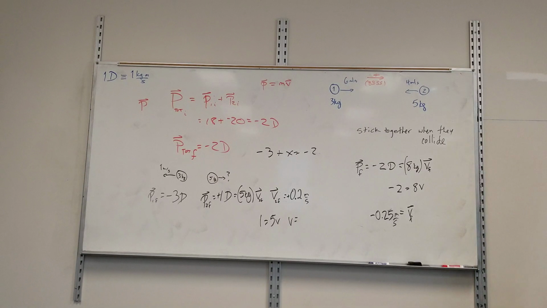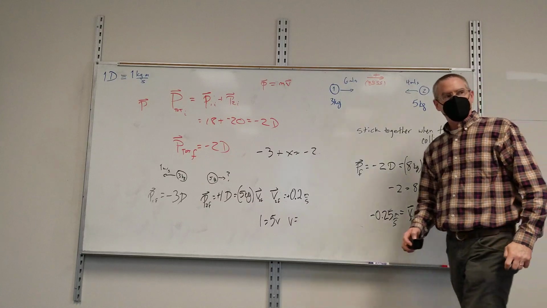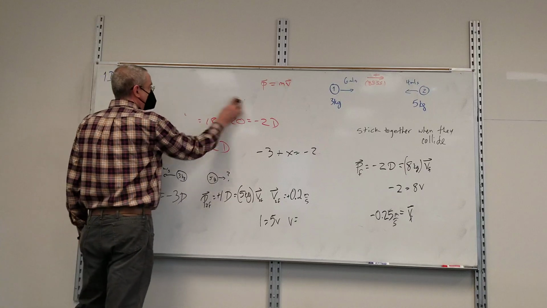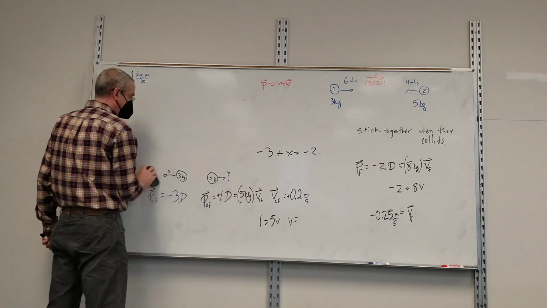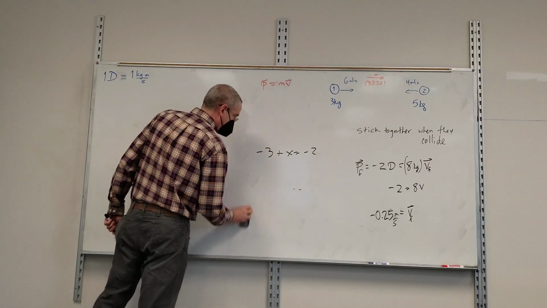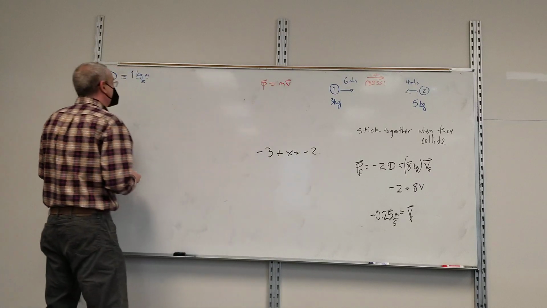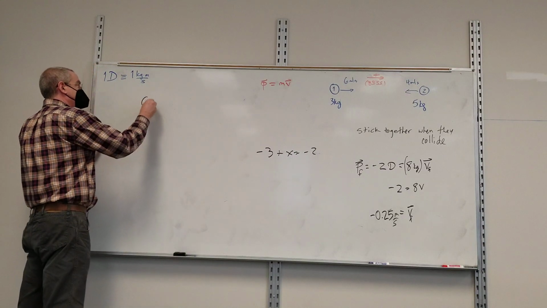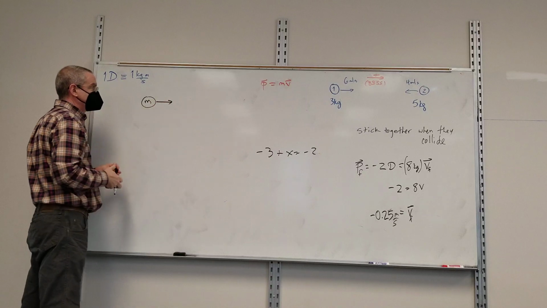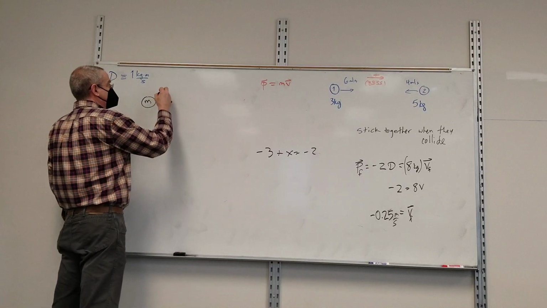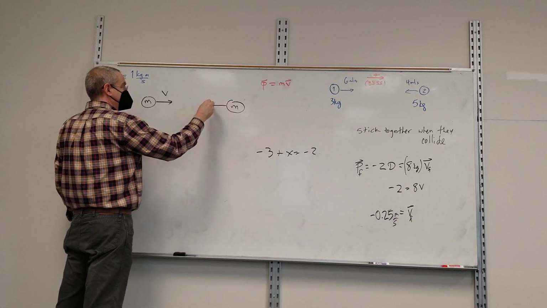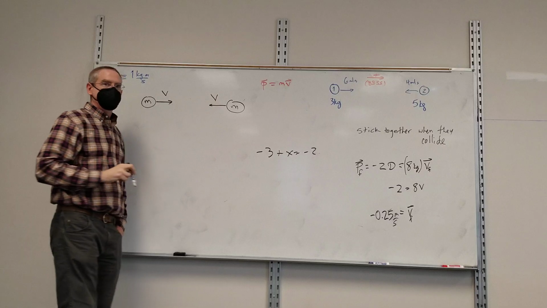All right. Let's make it look more complicated. It's not going to be more complicated, it's just going to look more complicated. I have some object of some mass m going off to the right at some speed v. I have another object of mass m going towards the left at some speed v.